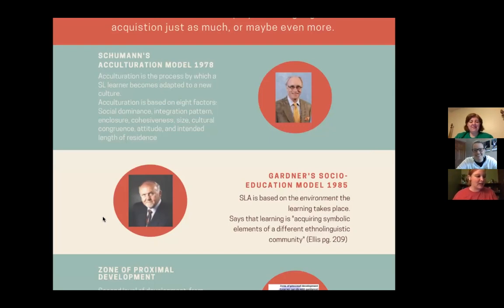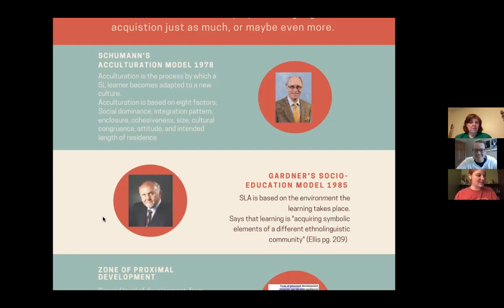So social dominance would be which is the dominant or subordinate culture that you're coming from, or in some cases they might be even. It factors in politically, culturally, technologically, or economically superior or inferior countries, or the same. The integration pattern is whether or not the second language group assimilates into the culture of the language they're trying to learn.